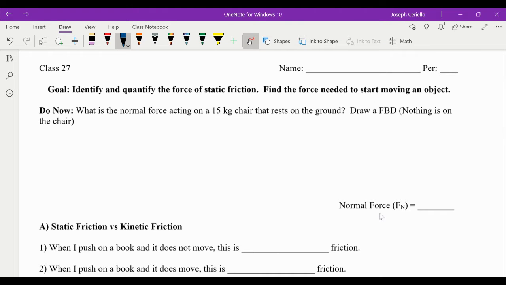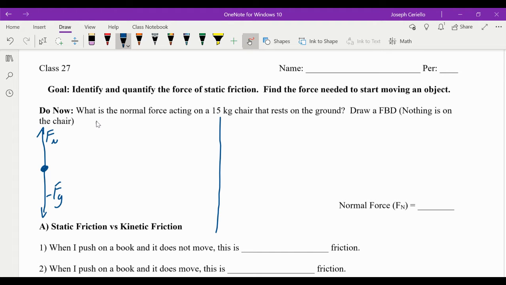We are going to identify and quantify force of static friction and find the force needed to start moving an object. So this first one is asking you to find the normal force. Let's do this two ways: one by using a free body diagram and one just using some concept knowledge. So here's our free body diagram. We have negative Fg going down, that's the weight, and we have normal force going up.